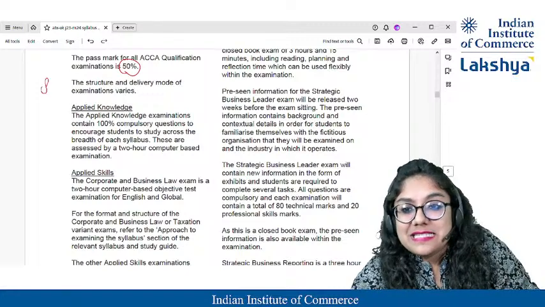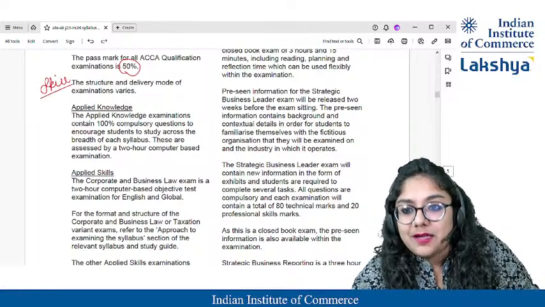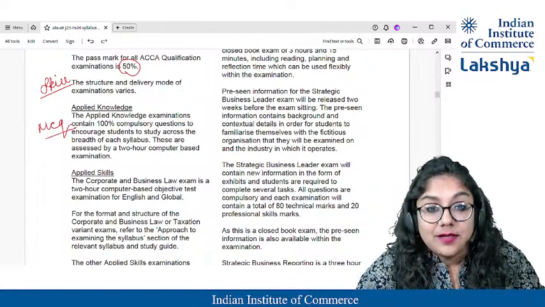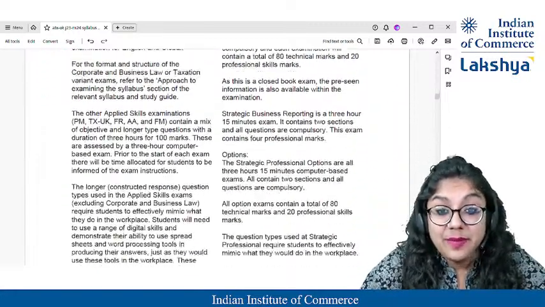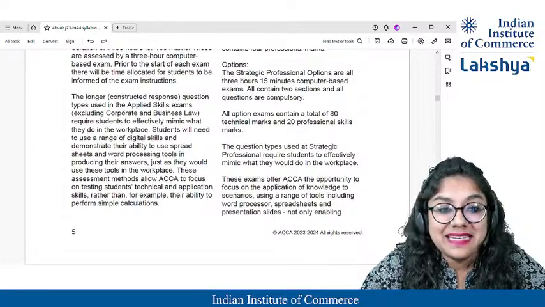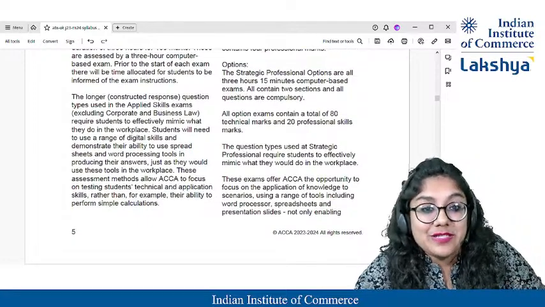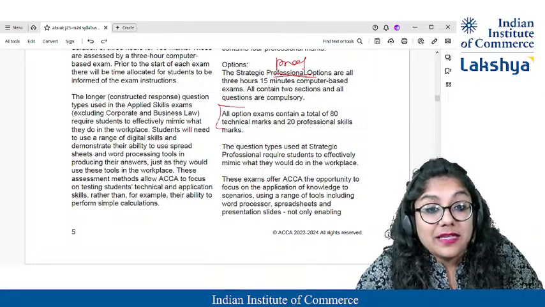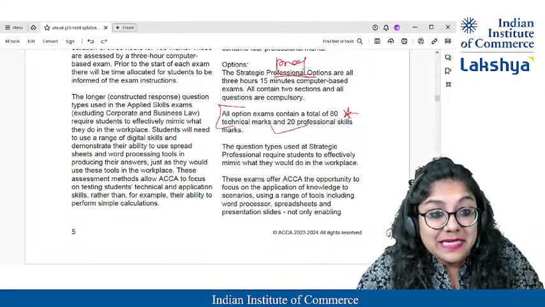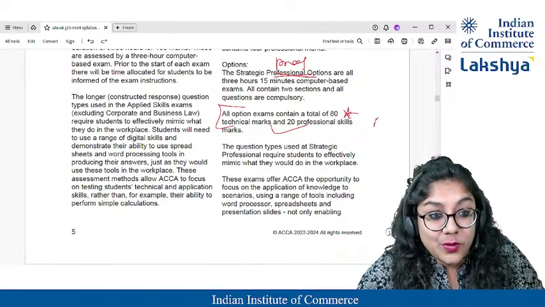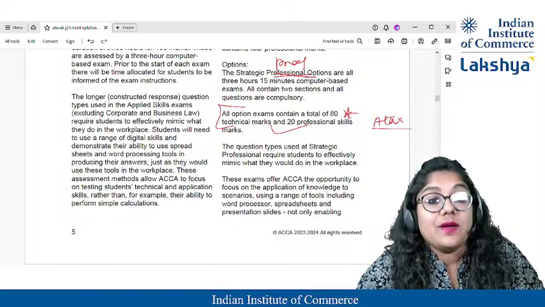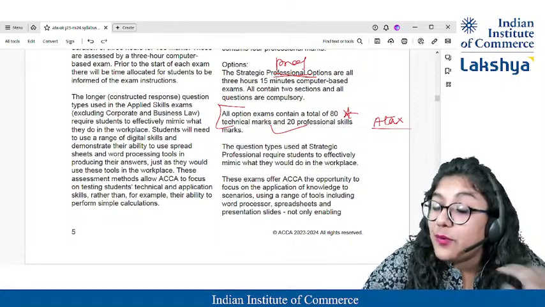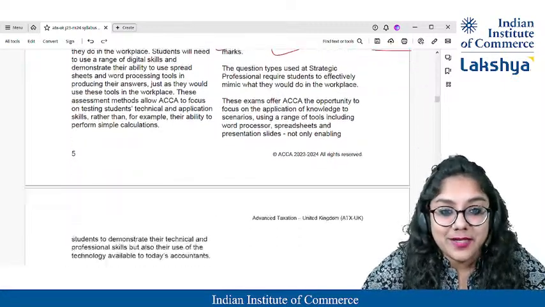When it is skill level papers, you may have MCQs or some OMR sheets. But when it is a professional level paper, I will not expect anything like that. If it's a professional paper, then you have to write it for 80 marks technical and 20 for professional. This is what my ATX says. 80 marks you have to answer, and 20 marks depend on how you write it.